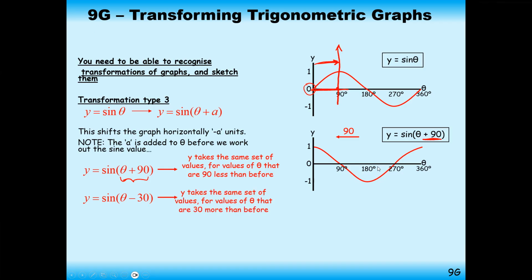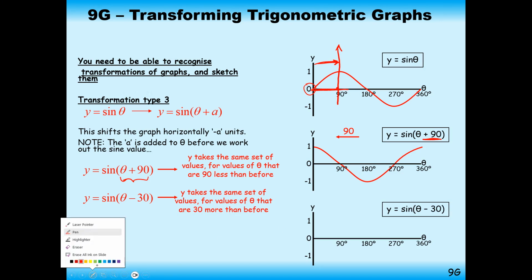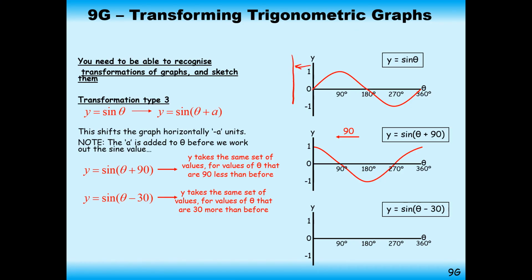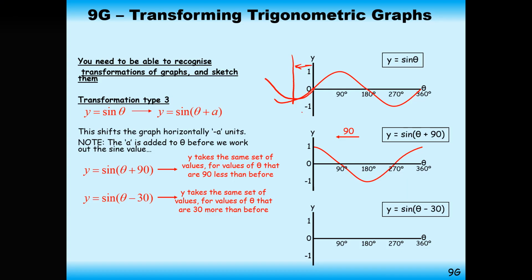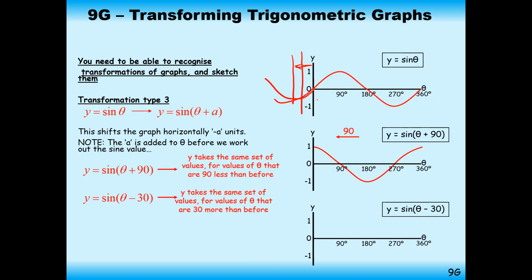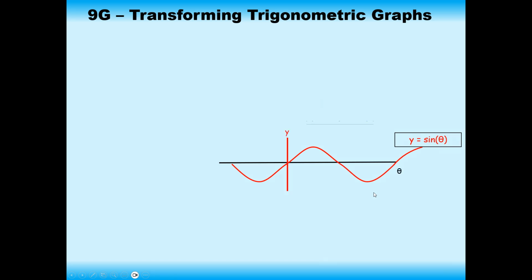And if you take away 30 degrees from the original inside of the function here, that's like moving the y-axis back 30 degrees. So the original graph remains where it is, and we're just moving the y-axis 30 degrees back. So it's as if the graph has moved 30 degrees to the right. Okay, that's what it would look like. All right, so just remember that.